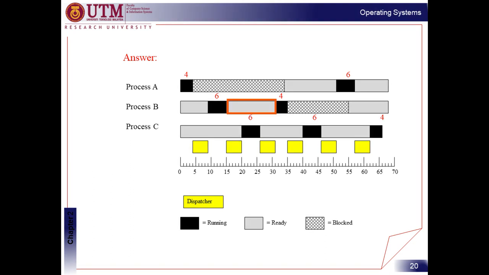After 6 instruction cycles, process B will stop running and go back to ready mode. The dispatcher takes over the CPU resource for 5 instruction cycles to assign the next process to use the CPU resource, which is process C. Process C starts running for 6 instruction cycles and stops after that. The dispatcher takes over the CPU resource again and process C goes back to ready mode.